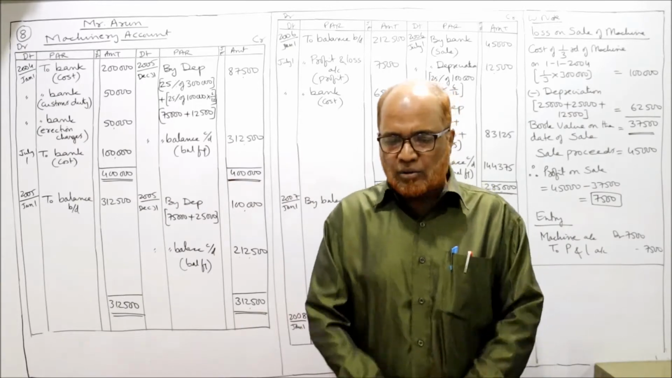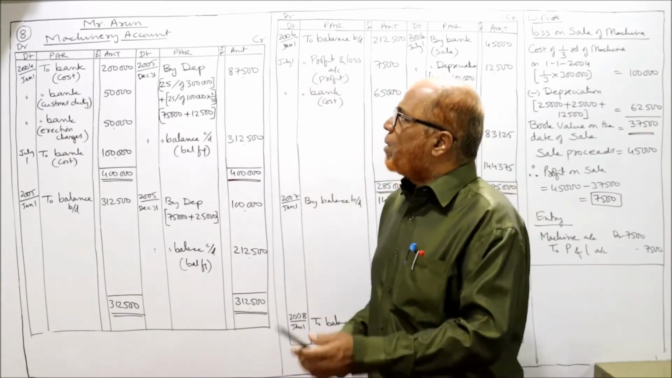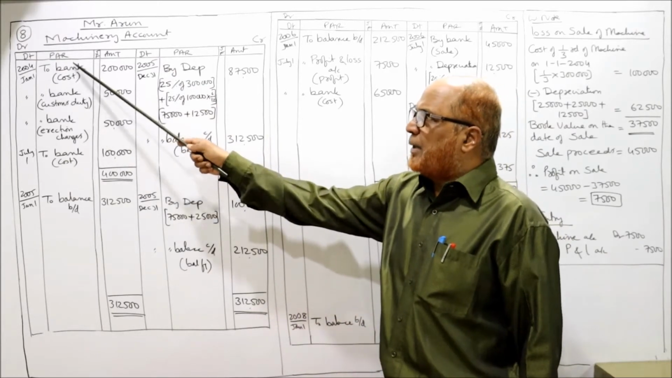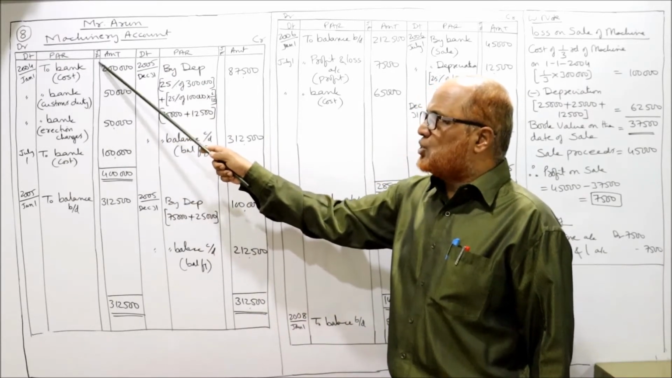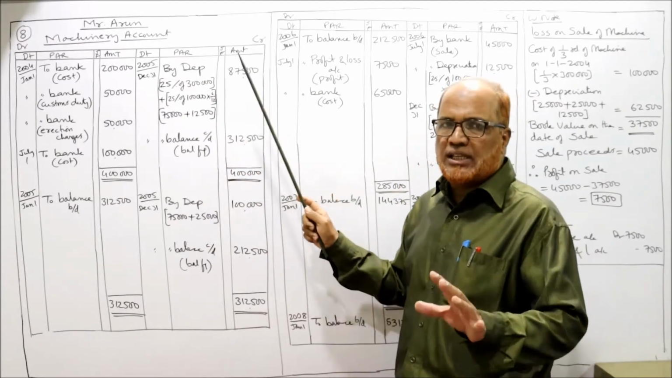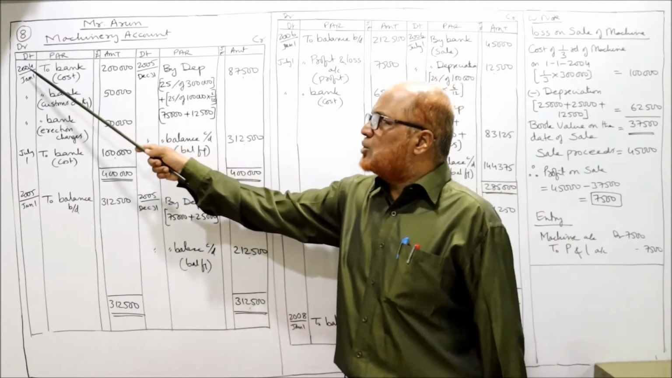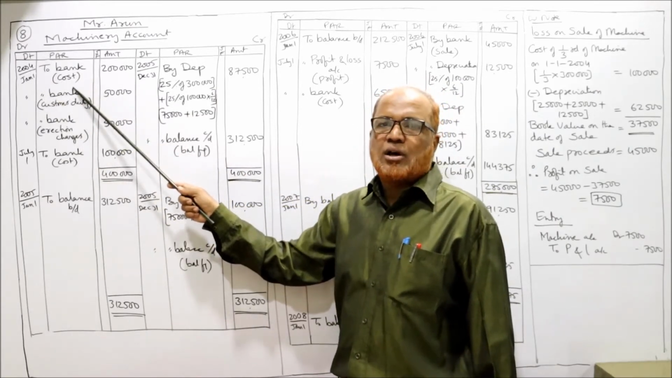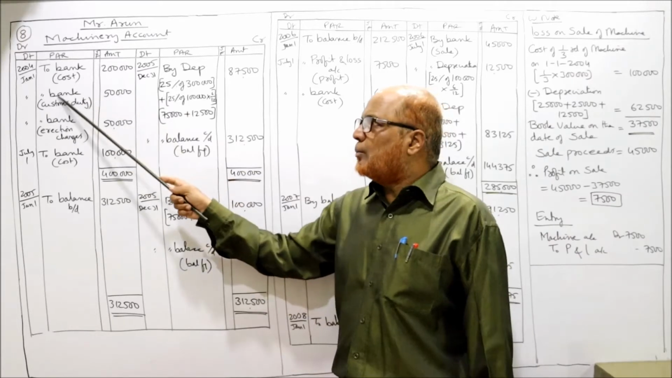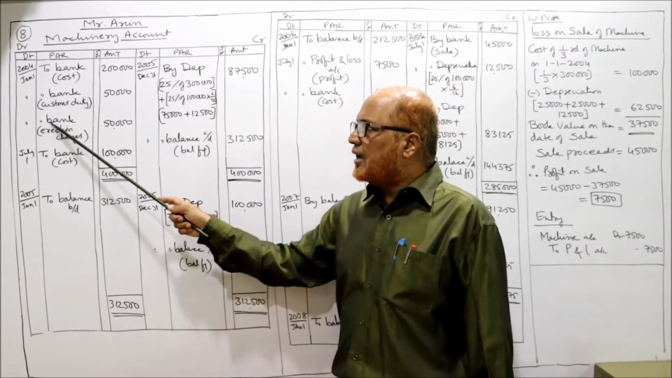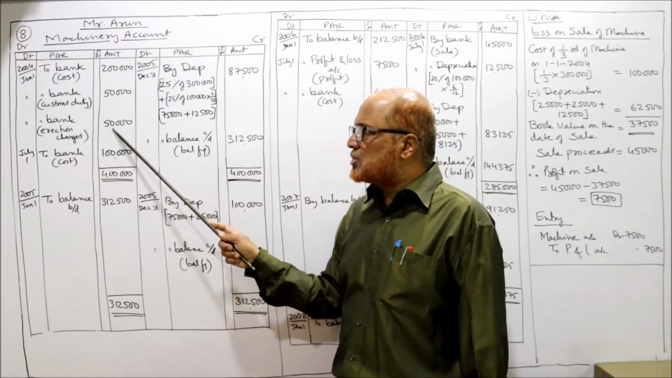That's it. Now, see the solution here carefully. Mr. Arun machinery account, debit side, credit side. Debit side: date, particulars, journal folio, JF, amount. Then date, particulars, JF, amount. These are the columns in the ledger account. Debit side, 2004 January 1st. To bank, cost. The cost of the machine was 2 lakh. To bank, customs duty and freight, 50,000. Again to bank, erection charges 50,000.